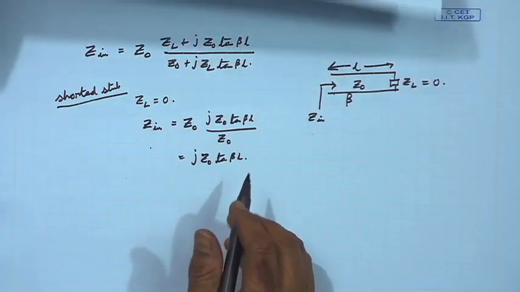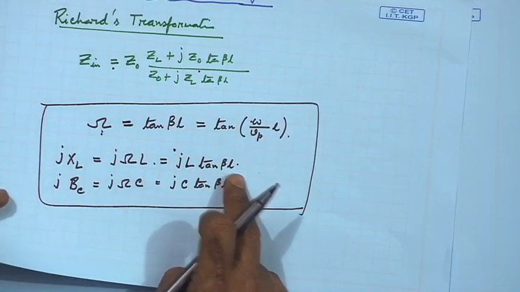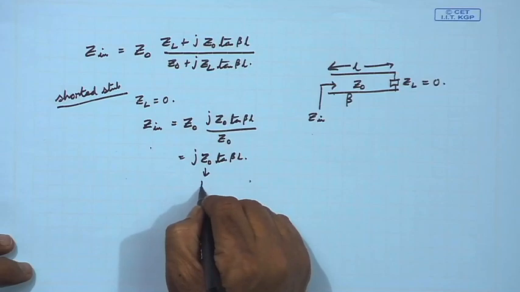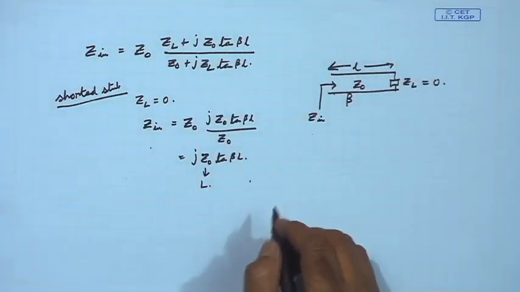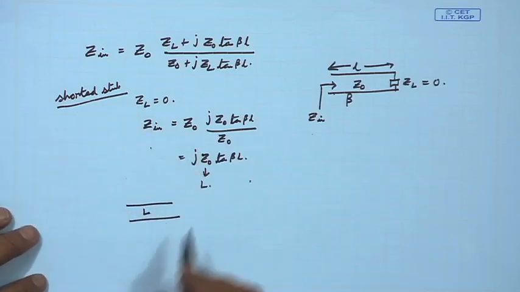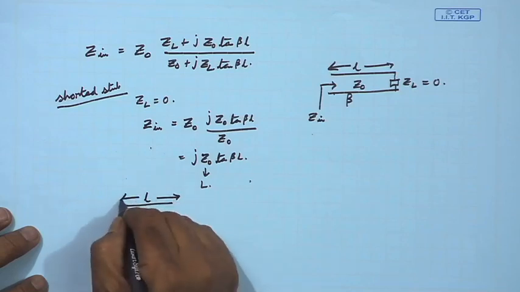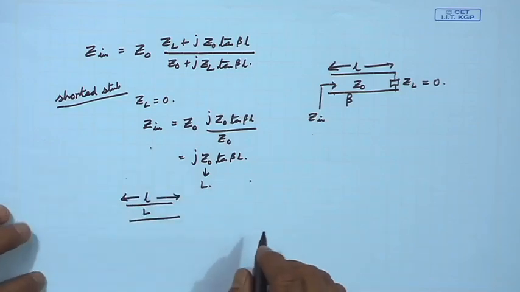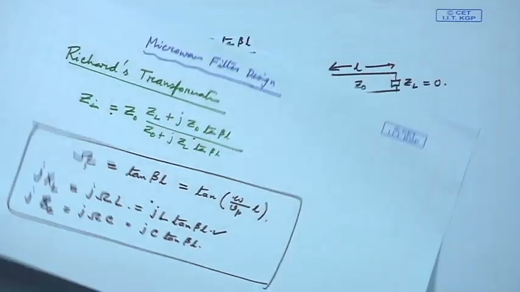Now, you see Richards transformation shows that Z for inductors is j L tan βL. So, I need to choose this Z naught as L. That means, to fabricate a jX_L, an inductor with reactance X_L, I need to choose a shorted stub with L as the characteristic impedance and length l, and its β is given by ω by v_p. So, this part we have proved, how Richard got this.